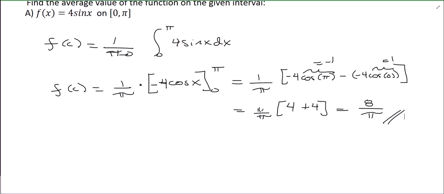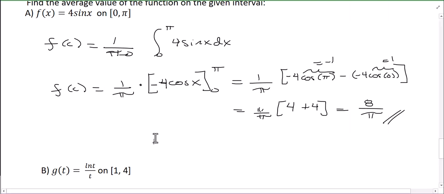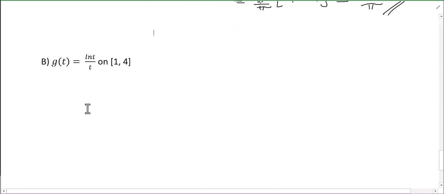And let's try part B. So same thing here, find the average value of the function. g of t is ln of t over t on 1, 4. So that means that our average value, f average, is our f of c, for some c, equal to 1 over b minus a, so 4 minus 1, times the integral from a to b, so from 1 to 4.